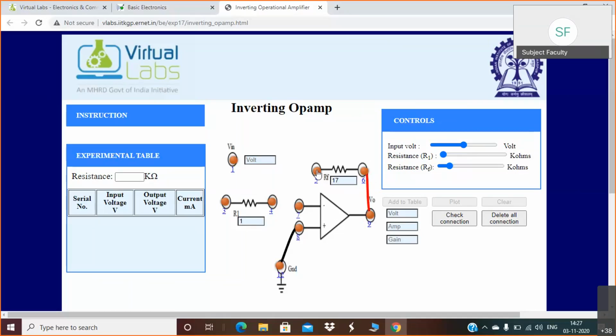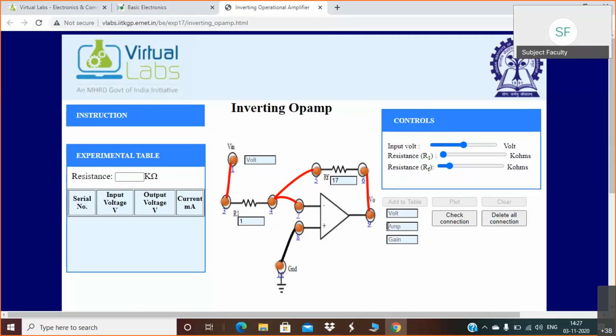From here again you have to connect it to here. Now these two terminals also you have to connect. Right. Now this is the input voltage, so input voltage should be given to this. Now you can observe our circuit is complete. Vin is given to the inverting terminal via R1, and the feedback resistor is connected between input and output.